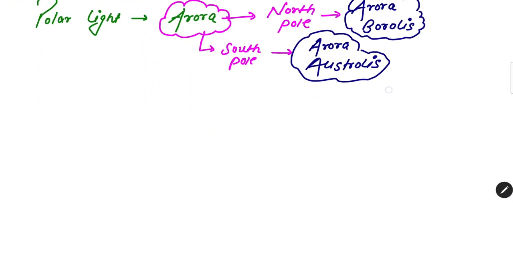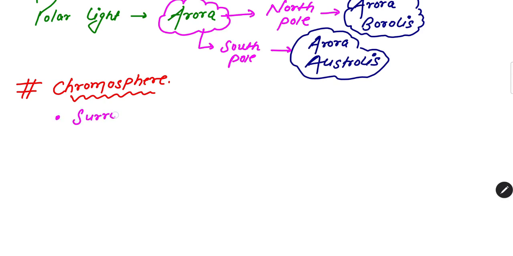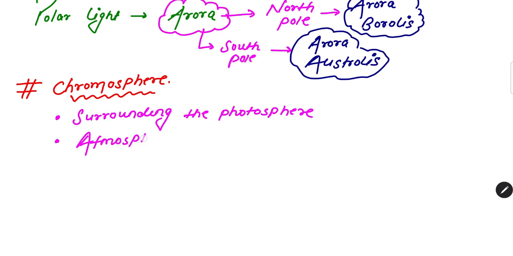Now coming back to the last two points, I will not take much time, just 5 minutes. Now the next point: we have the chromosphere, another part of the atmosphere of the sun. When we talk about the chromosphere, again the same statement you have to write: surrounding the photosphere. Second, the chromosphere is an atmosphere of the sun.